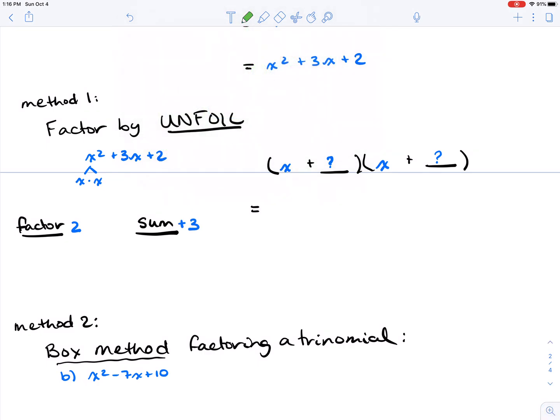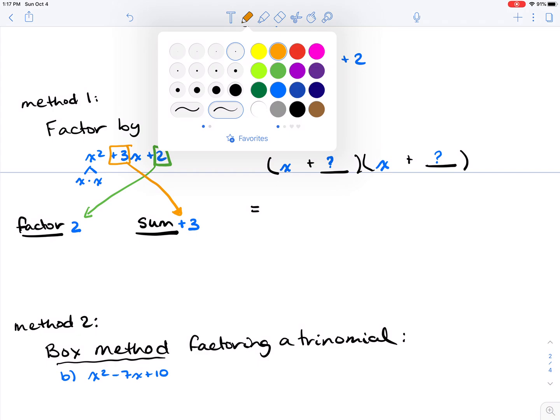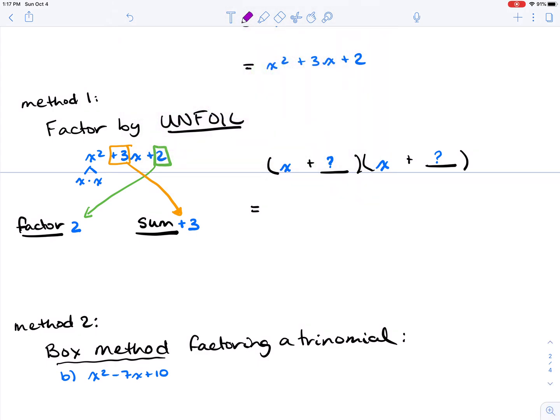So I am looking at the 2. I need to factor that, and I need to find out what equals positive 3 when they're added together. Well, what are the factors of 2? Well, I know that 2 can be broken out into 2 and 1. So I also know it can be minus 2 and minus 1 because I have a positive here.